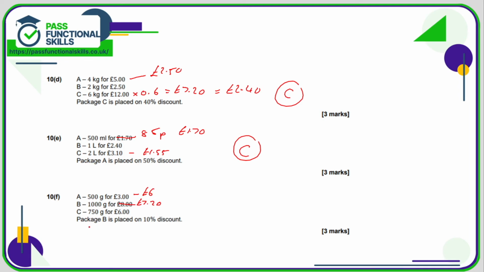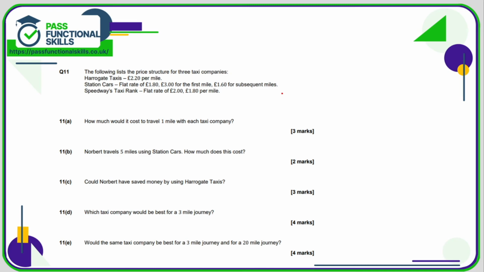And for C, 250 grams is 1/3 of 750, so 1/3 of £6 is £2. So if 250 grams is £2, then 1,000 grams is 4 times 2, so that's going to be £8. So we're comparing £6, £7.20 and £8. So we can clearly see that A is the best value for money there.